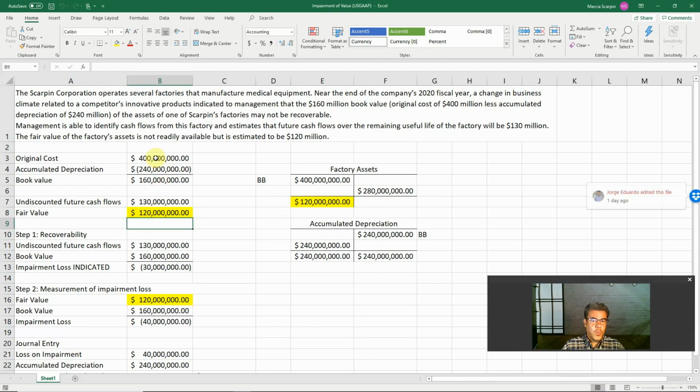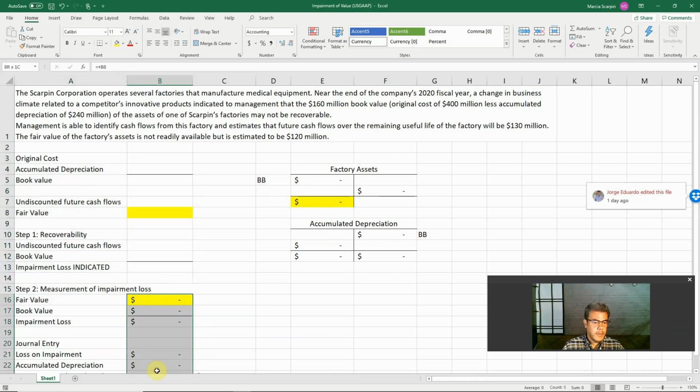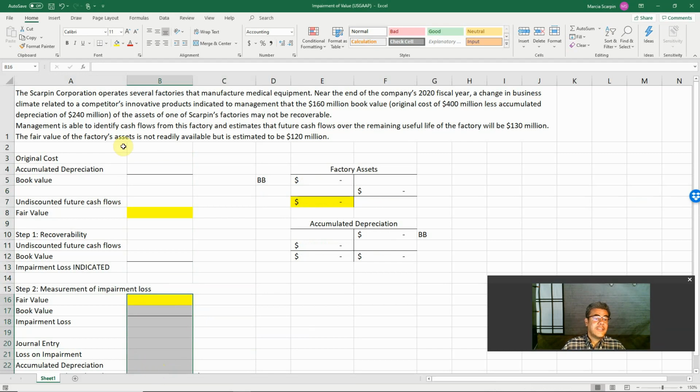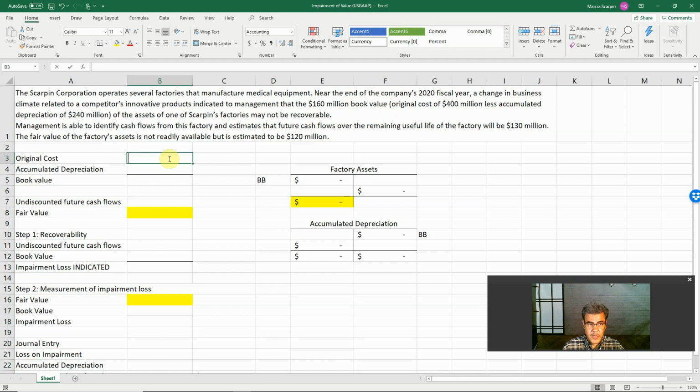Okay, let's do it together. Scrapping Corporation, my fake company, operates several factories that manufacture medical equipment. Near the end of the company's 2020 fiscal year, a changing business climate related to a competitor's innovative products indicates to management that a factory may be impaired, with a 106 million book value. So this is my book value. Original cost of 400 million, less accumulated depreciation of 240.